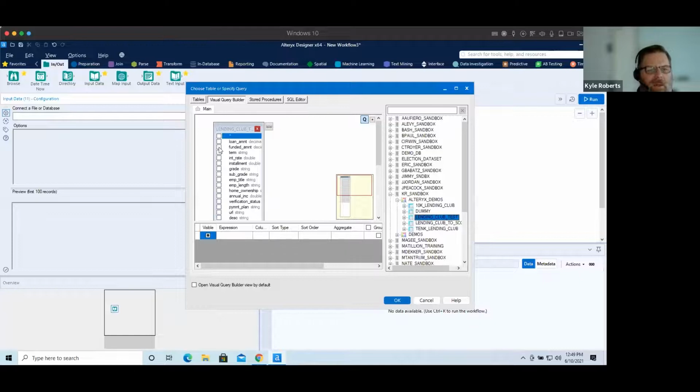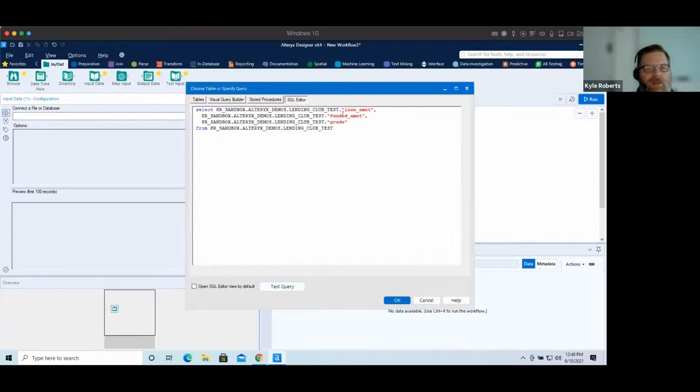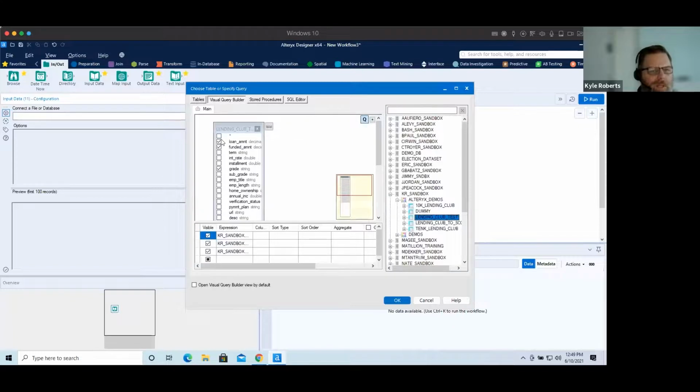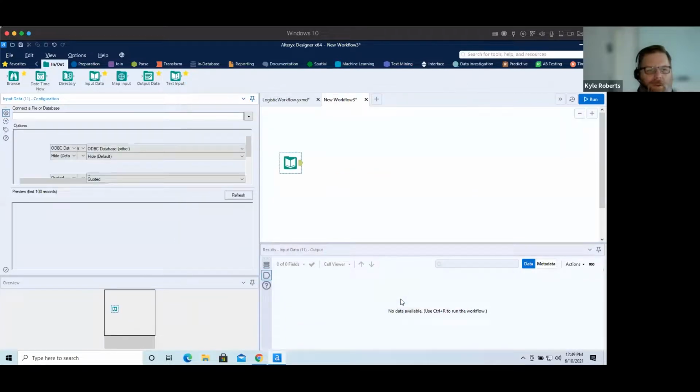Let's suppose I grab these 3 variables. Again, I go to my SQL editor, and you see all 3 of those are there. So really nice, really great touch. Impressed. Way to go, Alteryx, making it super easy to grab this data. And then I'm going to click OK.